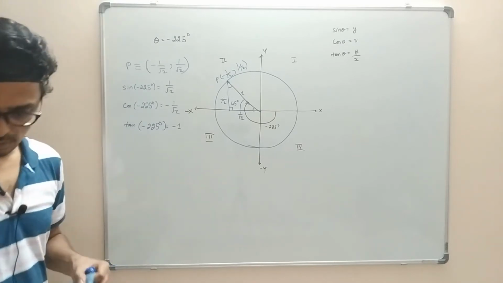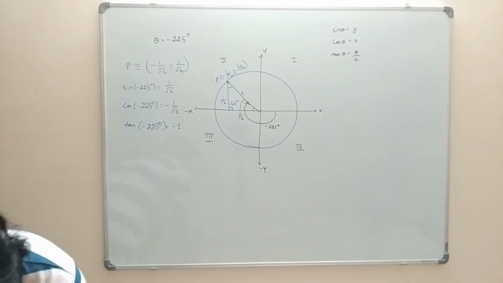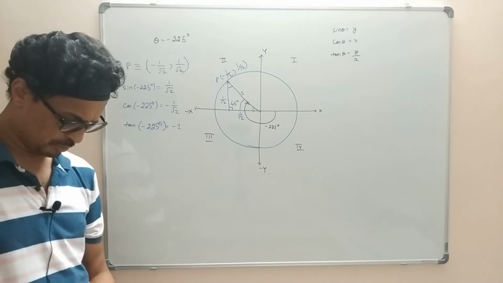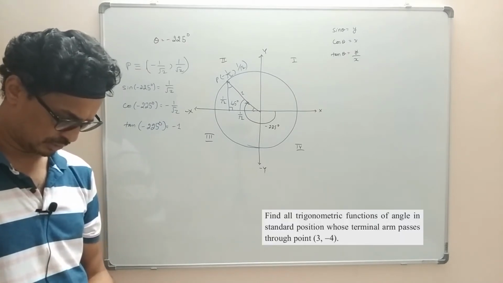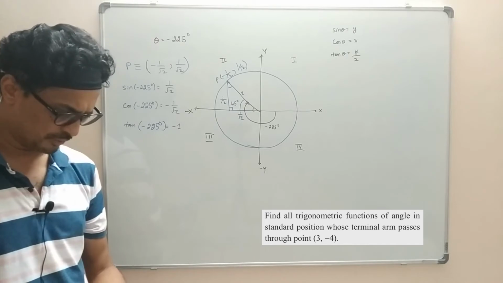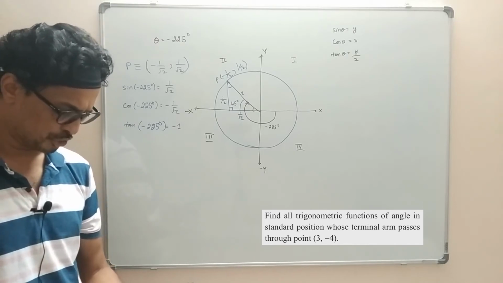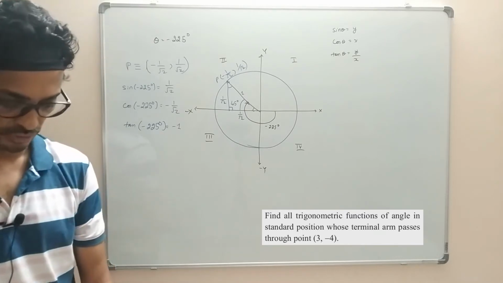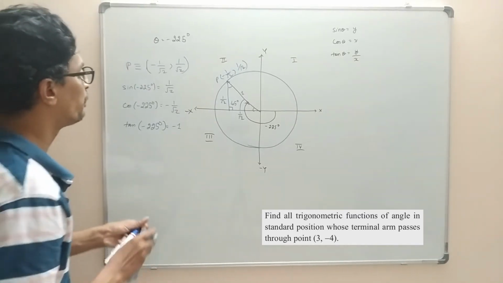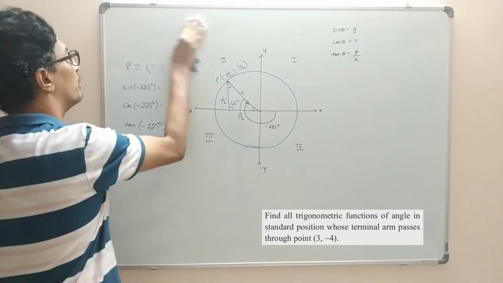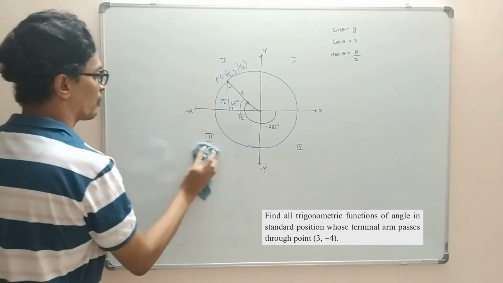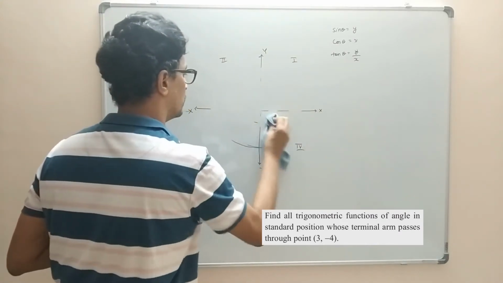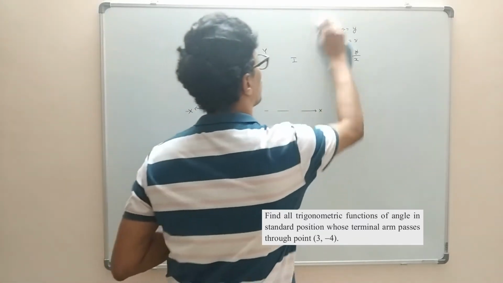Okay? So now let us look for the next problem. Some other problem also we will do. So let me go to page number 22 and pick up problem number 6. Okay. Find all trigonometric functions of angle in standard position whose terminal arm passes through points 3 and minus 4. Okay. So let me remove this one. So we will remove the circle because we are not given a circle now. We are given a point.